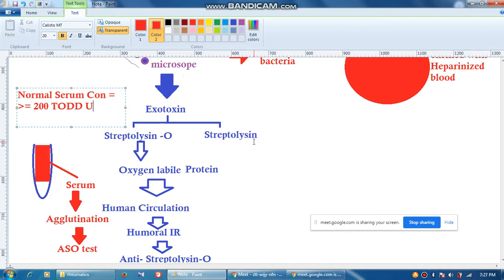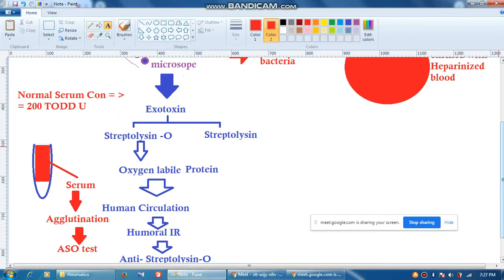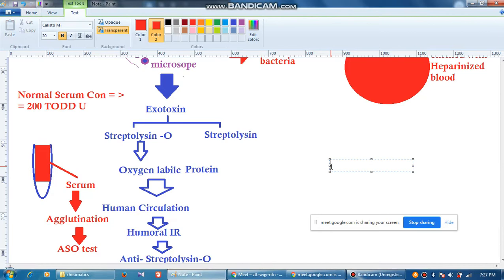So what exactly happens is, if anybody's ASO content, ASO means what? It's a serological test. We take blood, then isolate the serum, and then do an agglutination assay. Now if in the agglutination assay the test is positive, we say that the person is ASO positive. If the ASO positive is there, it will be at least within 200 Todd units. Now if it is more than 200 Todd units, it should be treated.